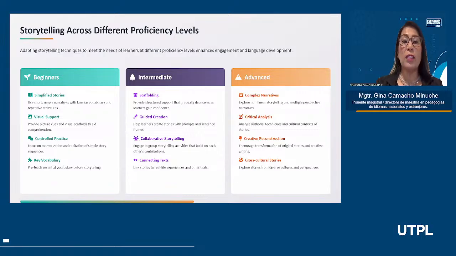With intermediate students, scaffolding, step by step, provides structured support that gradually decreases as learners gain confidence. Guided creation: help learners create stories with prompts and sentence frames. You can ask your students to create a story based on some grammar structures they are learning. Collaborative storytelling: engage in group storytelling activities that build on each other's contributions. As I was telling you, you start with the first line, then each student in the group continues adding a piece of information in order to create a whole story.